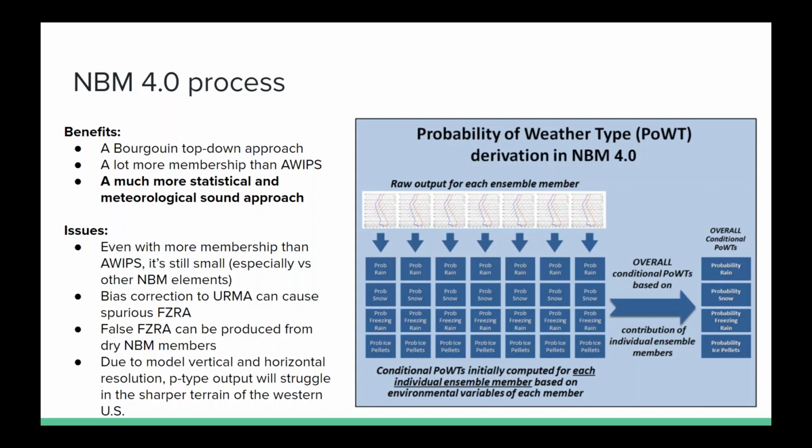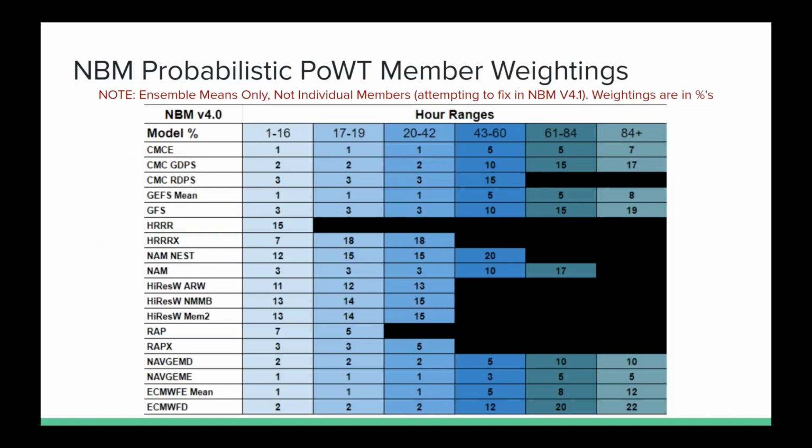And then model vertical and horizontal resolution can cause problems here with the sharper terrain of the Western US in this approach. So let's talk about that membership. Again, this is more membership than what's in AWIPS, but again, it's still small. You've got 16 members in the short term, dropping to 8 in the long term.